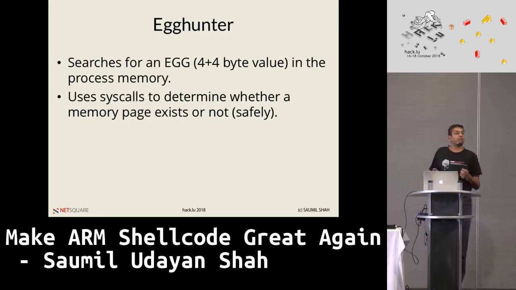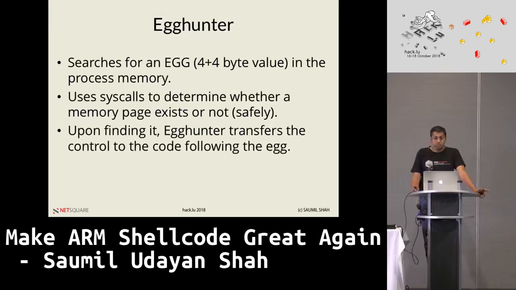If the syscall comes back as failure, then it says, okay, the memory access was not there. That means the page doesn't exist, and you go on. This technique was documented by Skape to safely determine whether a memory page exists or not. Once you find it, great, you transfer the control. So nothing new here.